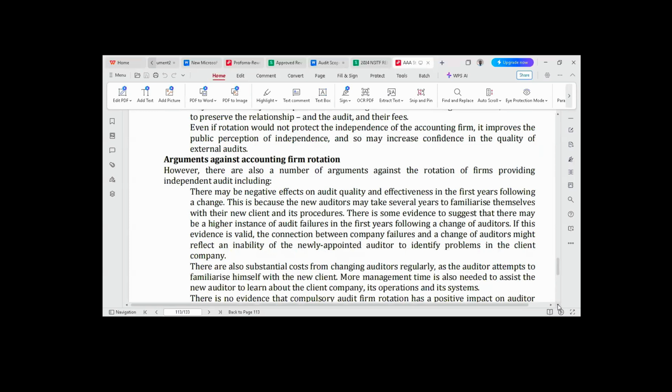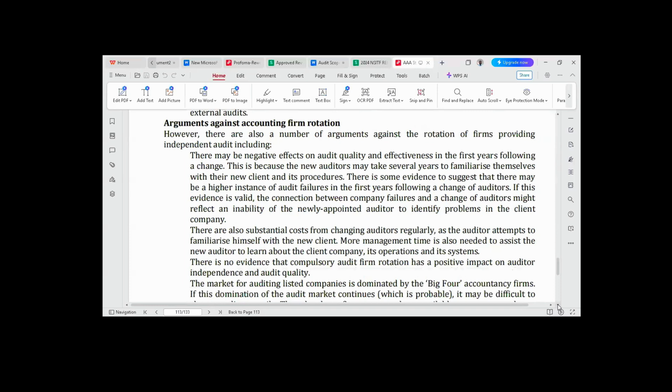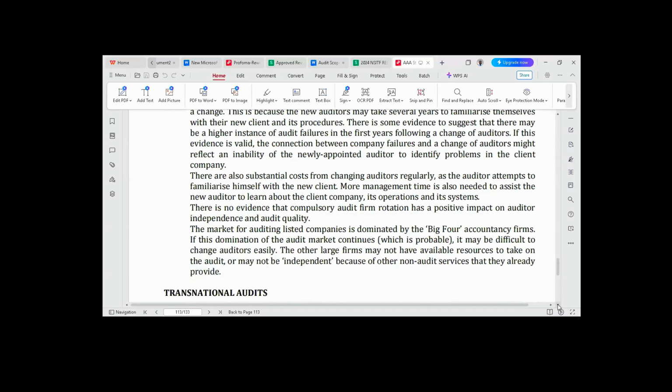Another thing again, when you change your audit firm, it's going to affect the cost. You can't expect the new audit firm to take the audit fee that the outgoing audit firm receives. No. And this is going to lead to an increase in cost. So those are some of the advantages and disadvantages of audit firm rotation.